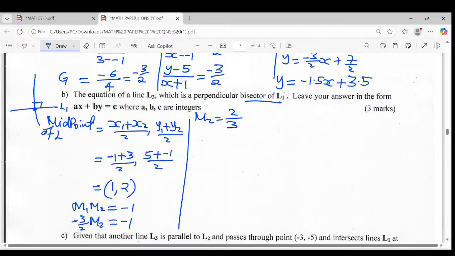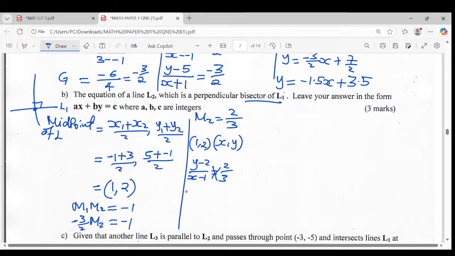But now because I have the point (1, 2), I'll introduce another point, call it (x, y). Then I'll have (y minus 2) over (x minus 1). This should be equal to 2/3. Then when you are at that point, ladies and gentlemen, you cross multiply.